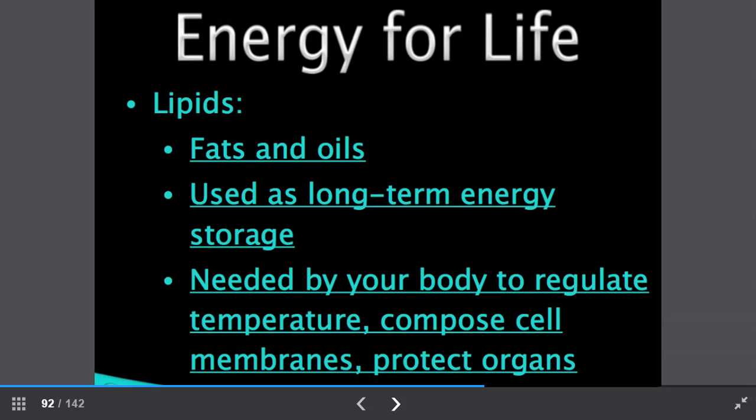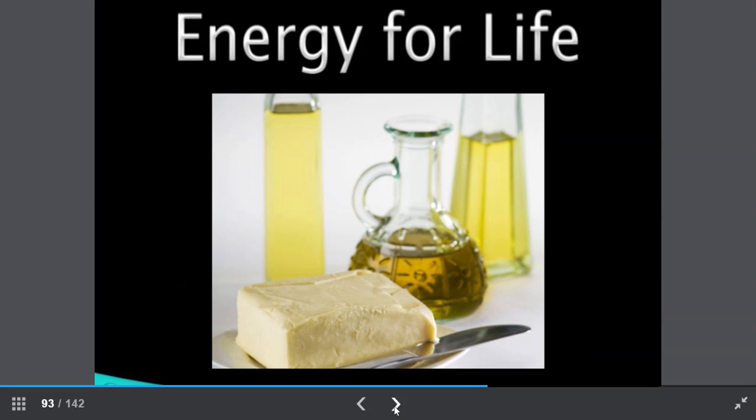Lipids. Lipids are fats and oils. They are used as long-term energy storage. They are needed by your body to regulate temperature, compose cell membranes, and to protect organs. Here are some examples of lipids. We have some various oils and butter.